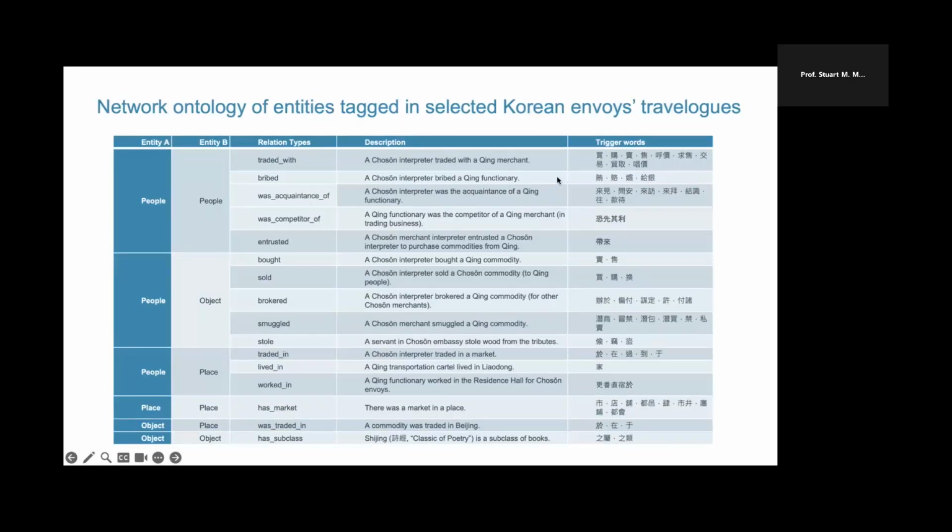Some people could also bribe a Qing functionary for smoother processing of something. So here, when I see characters like 贿赂、媚、给银, I will immediately consider whether there's a bribery behavior between different people. So I build relations between different entities, and also consider the trigger words in the text.